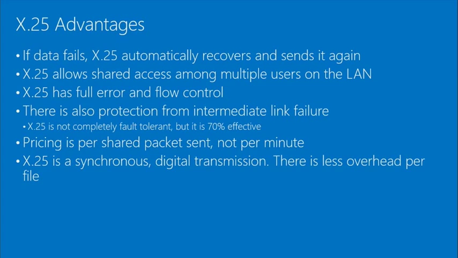X.25 advantages. If data fails, X.25 can recover and send it again. It allows shared access among multiple users on the LAN. So just think of, as we were showing graphics earlier, a network with multiple paths to get from the source to the destination. X.25 has the ability to route between different paths. X.25 has full error and flow control, protection from intermediate link failure. Pricing is per shared packet set, not per minute, so per data. And with X.25 synchronous digital transmission, there is less overhead per file.